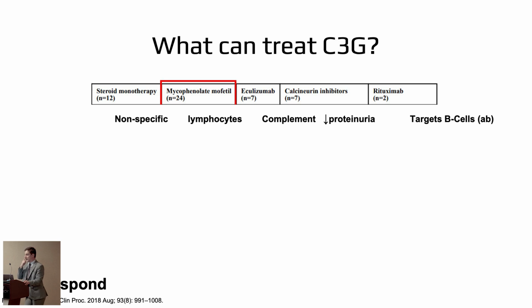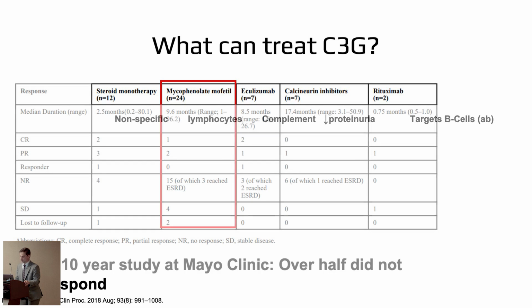And these all have different ways of affecting your immune system. So steroids are very nonspecific. They cover a lot of everything in your immune system, for good or bad. MMF, or mycophenolate, targets the lymphocytes, or the antibody-making cells. Eculizumab targets complement. Sorry, this formatting is a little off. Calcineurin inhibitors are good for T cells or decreasing protein in the urine, but they don't do much directly for complement. Quite the opposite, actually, and sometimes they make it worse. Rituximab targets the B cells that make antibodies, but it's not been well studied.